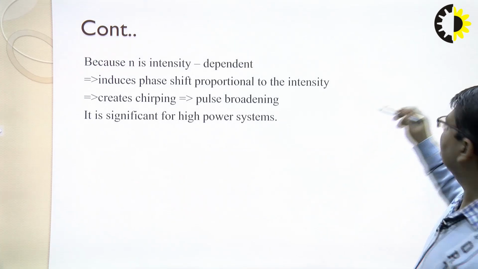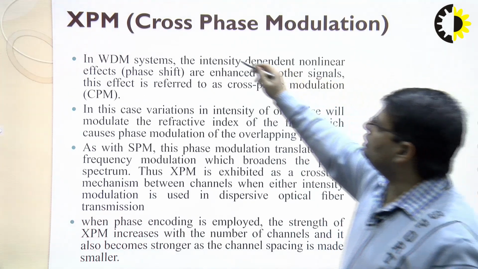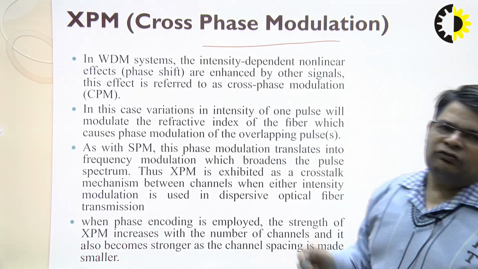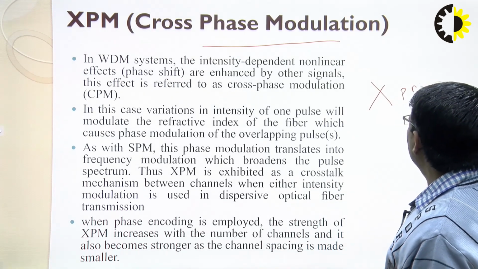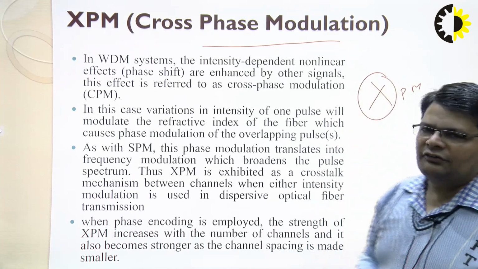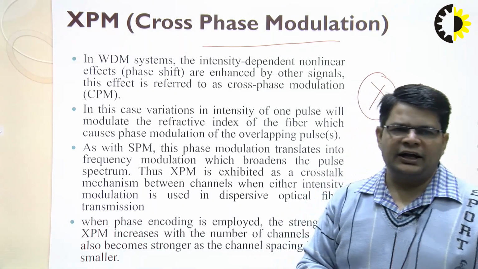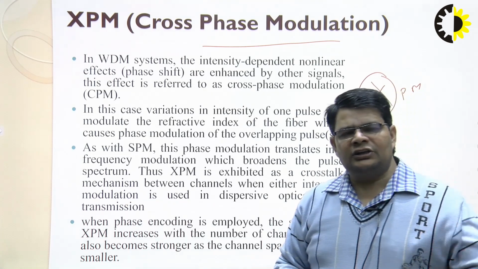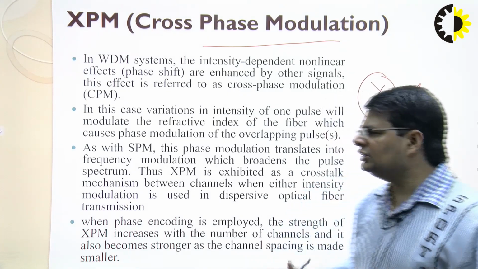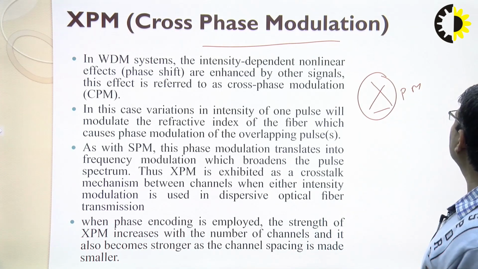Another is cross phase modulation, XPM. Here the one signal which is responsible for the change in the refractive index causes a change in the phase of another signal or an adjacent signal. That's why this is known as cross phase modulation.